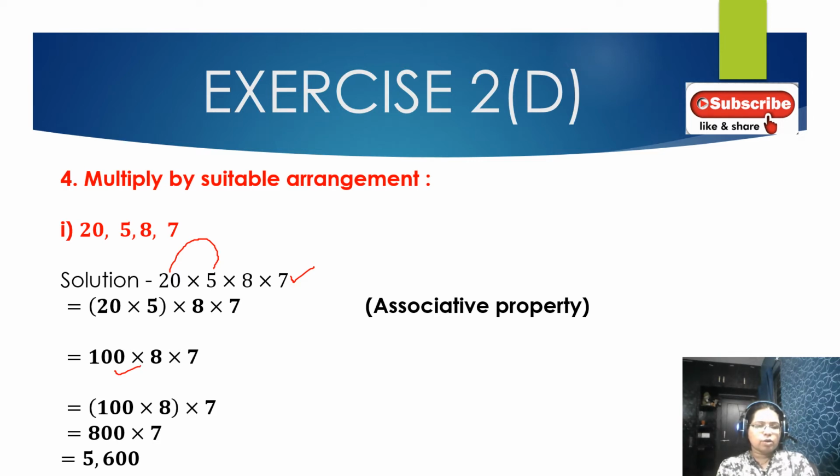Now we multiply 100 with 8, that will be inside the bracket, multiplied by 7. If we multiply 100 with 8, we get 800, and this will be easy to multiply. So 800 multiplied by 7, now we get 5600. So 20 multiplied by 5 multiplied by 8 multiplied by 7 equal to 5600.